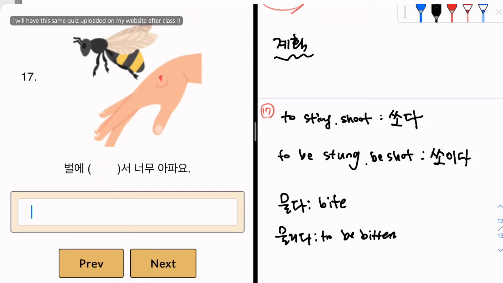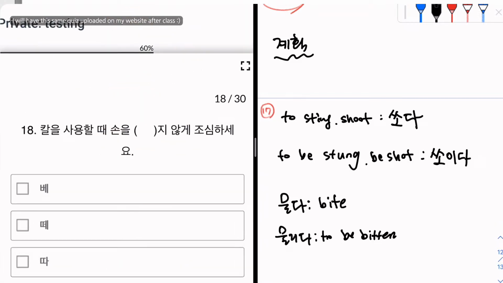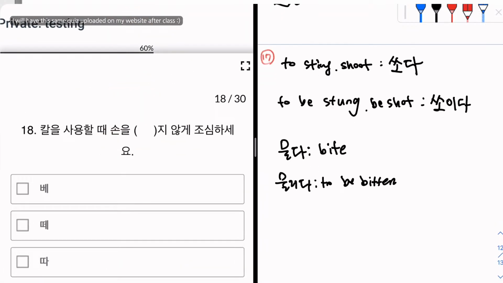벌에 쏘여서 너무 아파요. 벌에 쏘여서 I got stung by a bee, so it hurts a lot. 좋아요. 그 다음에 18번 볼게요.